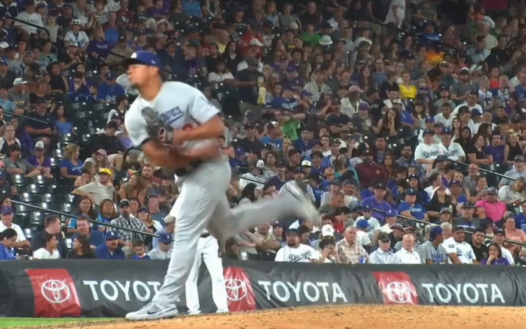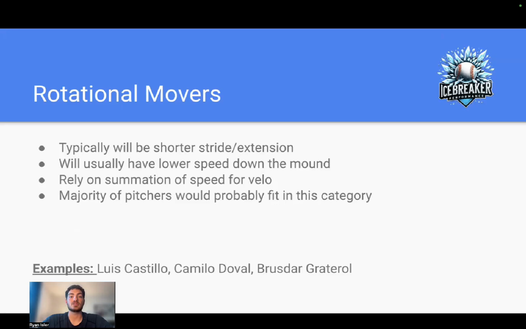One thing to note too, all three of those guys are a little bit lower slot guys. Sometimes it's going to be easier for rotational guys to go lower slot so they can really accelerate that arm. But those three examples, again, are guys that throw 100 miles an hour, but they do it in a very different fashion than the linear guys.